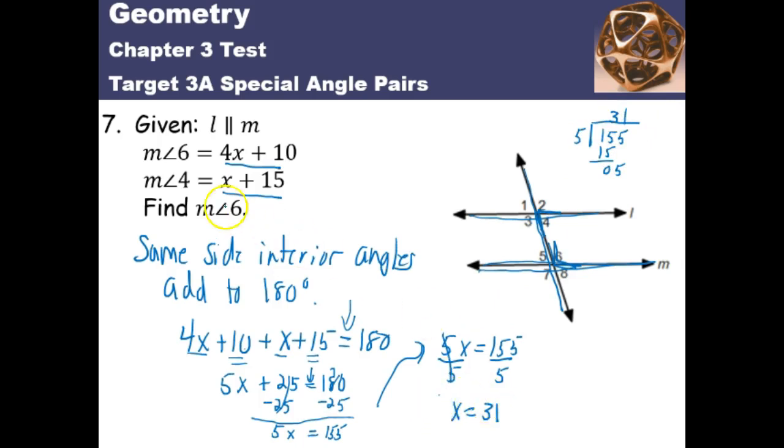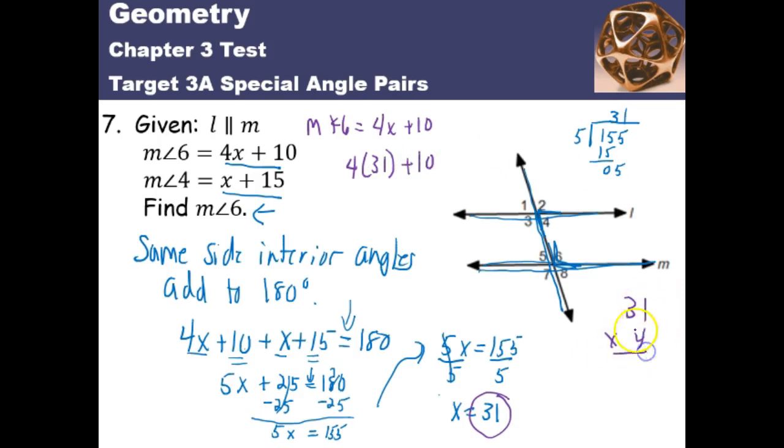Now that's not the answer, because it's asking me to find the measure of angle 6. So let me get another color here. In purple. So the measure of angle 6 is 4x plus 10. I'm going to replace x with that 31. So I get 4 times 31 plus 10. So I have to do 31 times 4. It's 124, but 4 times 1 is 4, and 4 times 3 is 12, so I get 124.